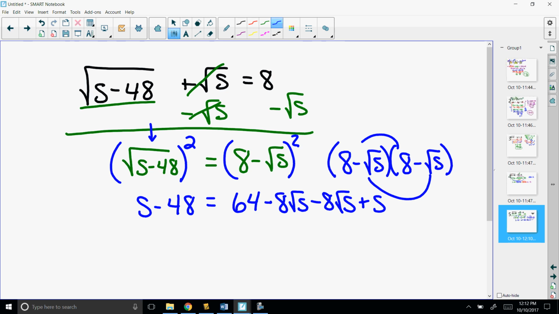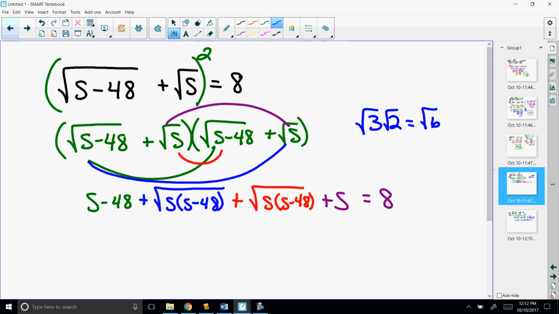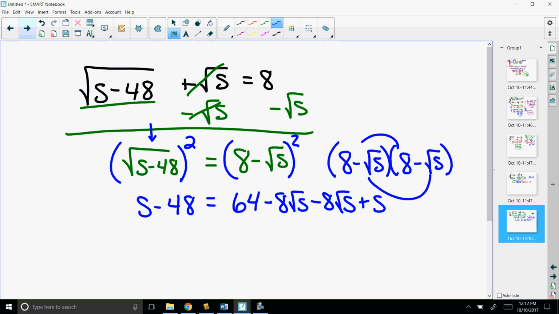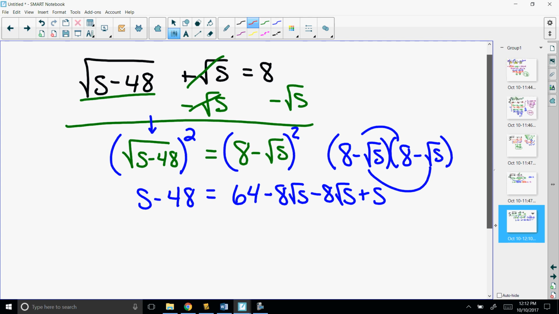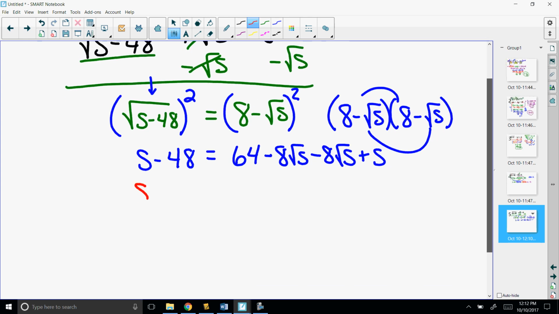Any questions up to that point? That looks less complicated than that right there. Would you agree? Yes. So we're going to come back to this method, which looks less complicated, and try to solve. Where would you go from there? I would group like terms together, and the left-hand side is already simplified. The right-hand side is going to become 64 minus 16 square root of s plus s.